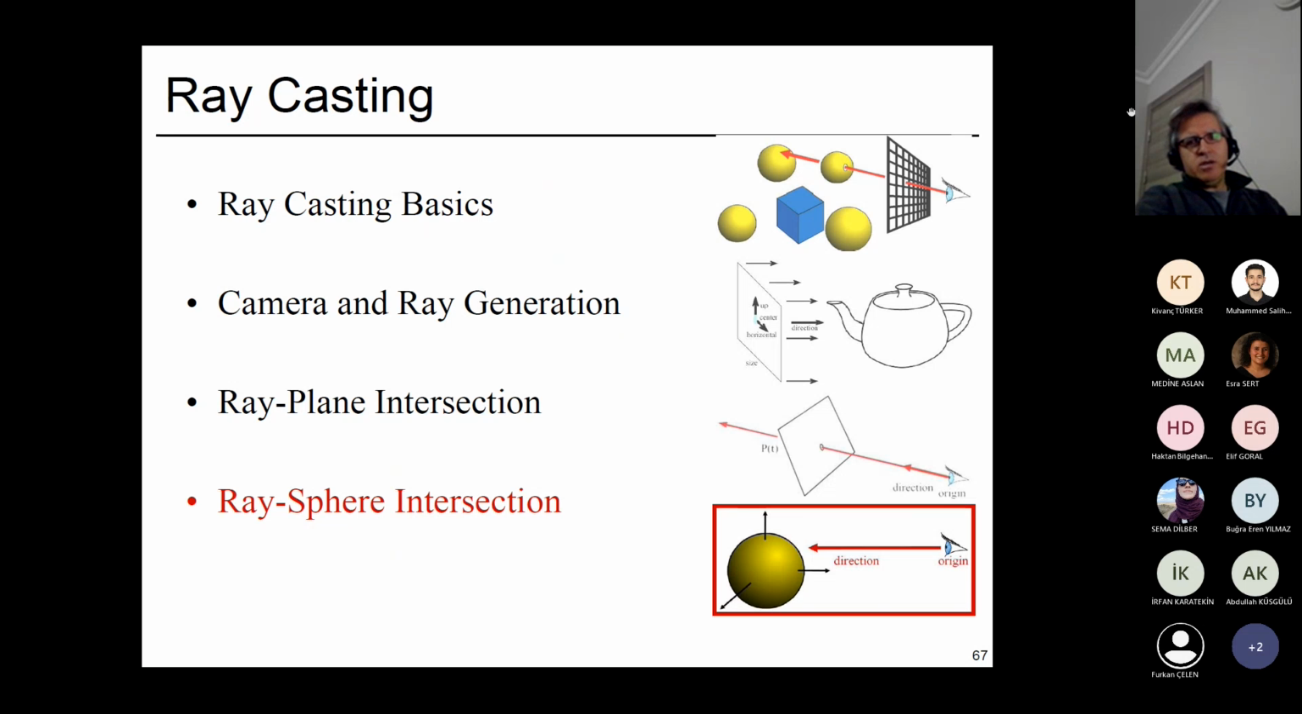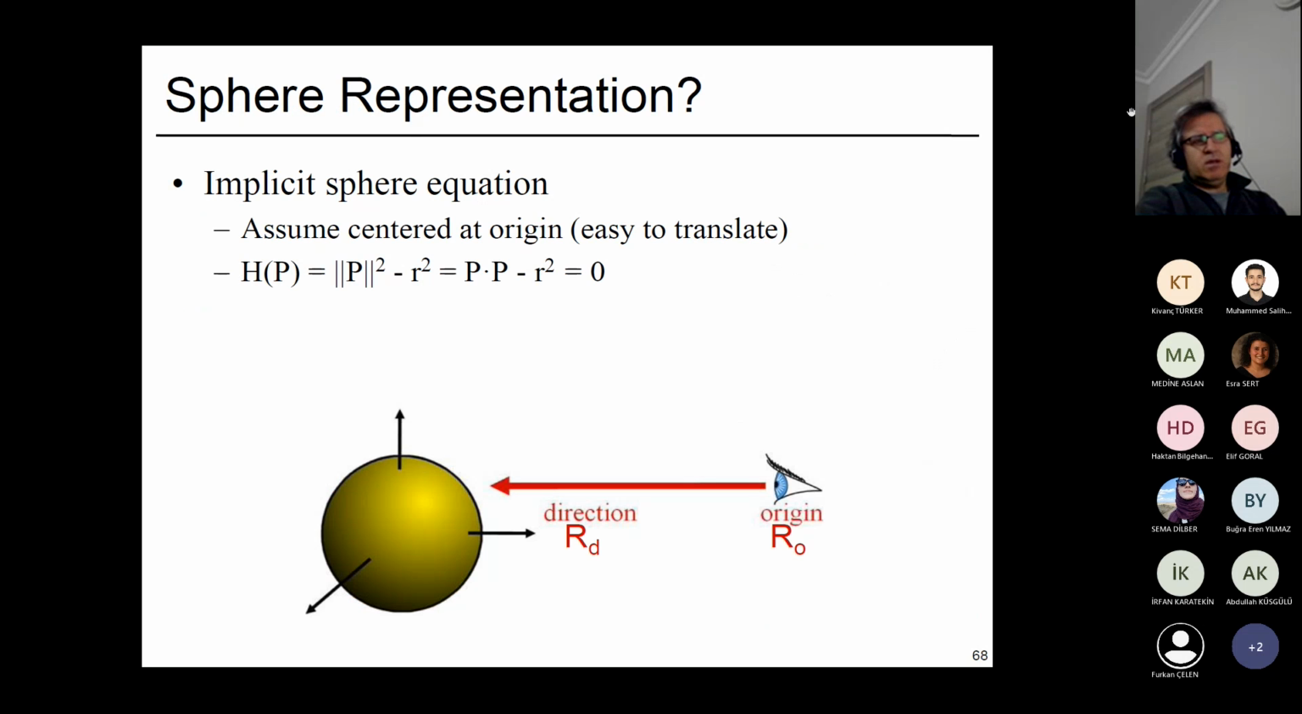So ray plane intersection is simple, but as we said, we haven't actually looked at whether this ray is within the planar surface itself. We checked it with a plane. Let's do that with a sphere as well. So how does a ray intersect a sphere?